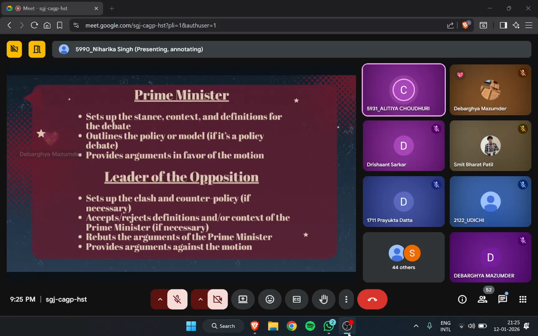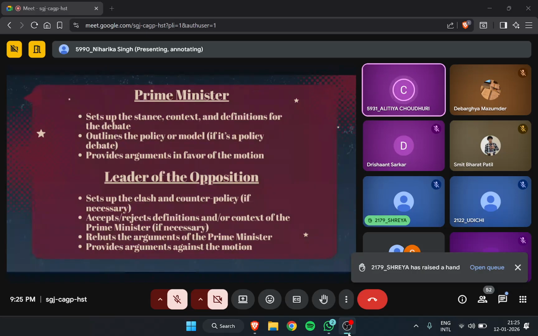The only difference that then exists for LO is that you give certain rebuttals to the PM case, or you either accept or reject the particular definitions. I think Udichi and Smith explained this to a pretty good extent as well, and you will get further clarity. Right, Shreya, go ahead.